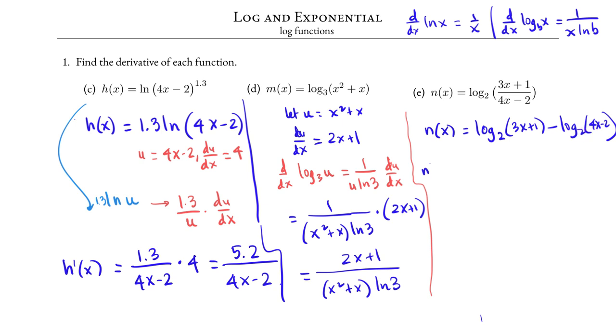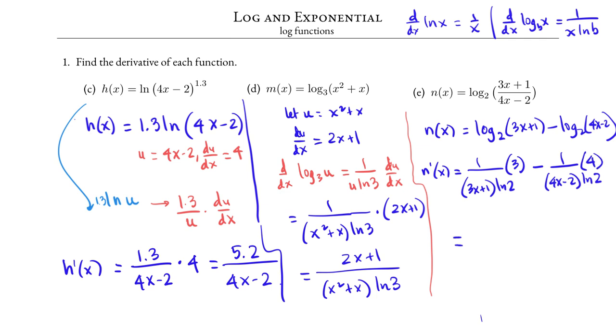The derivative n prime of x is now 1 over 3x plus 1 times ln of 2, times the derivative of the inside function. The derivative of 3x plus 1 is 3, minus the derivative of log base 2 of u, which is 1 over u, where u is the inside function, and this is not base e, so we would need to multiply ln of the base, and then we multiply the derivative of the inside, but the derivative of 4x minus 2 is 4.